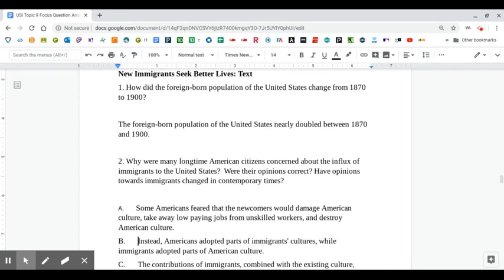New immigrants seek better lives for themselves. Question 1. How did the foreign-born population in the United States change from 1870 to 1900? It nearly doubled from 1870 to 1900 as we saw a tremendous expansion in the number of immigrants coming into the United States.